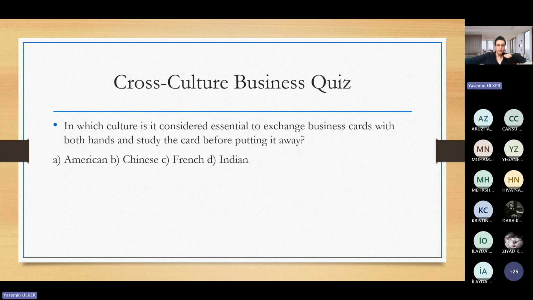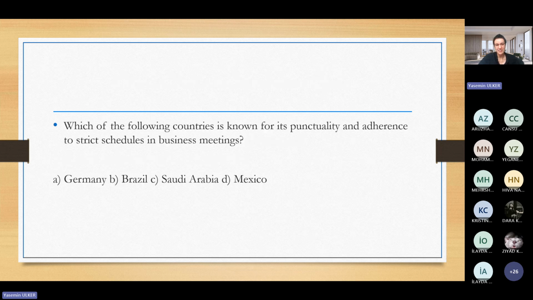Exchange business card with both hands and study the card before putting it away. Okay. Ziad, seems like yes. I see you just changed it. Okay. Yes, guys, the answer is Chinese. Yeah, true. Okay, second question. Ready? 3, 2, 1. Exactly, Simran. Thanks for sharing.